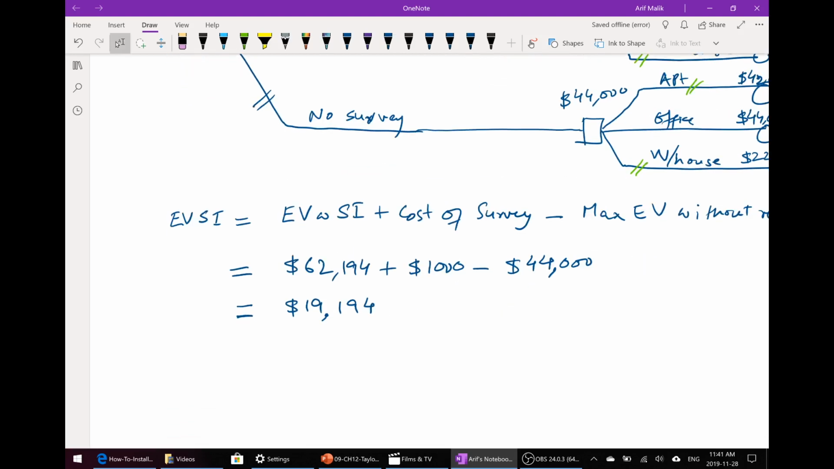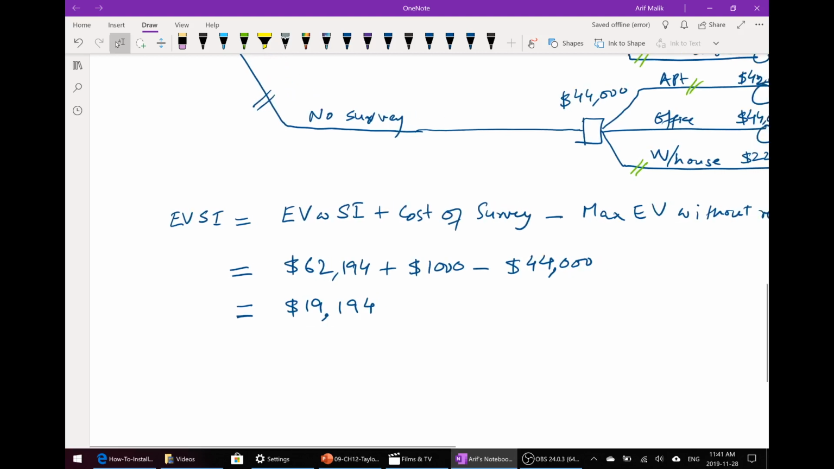This is the maximum willingness to pay to the consultants. So if the consultants are charging, let's say, asking for $20,000, we will say, sorry, we don't want your services. On the other hand, if they say they can charge up to 19,000 or so, we will value that and we can take their services.